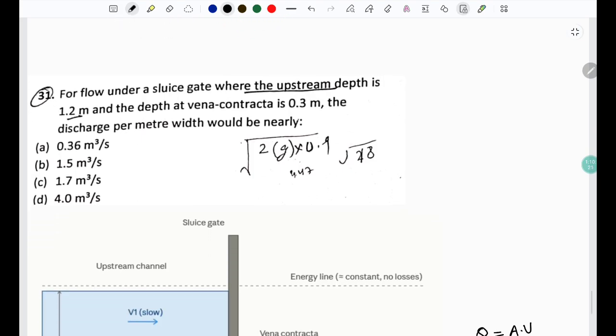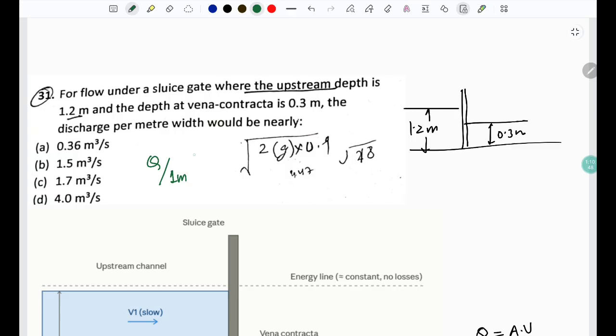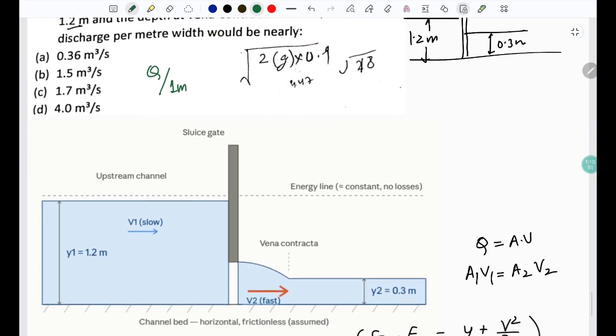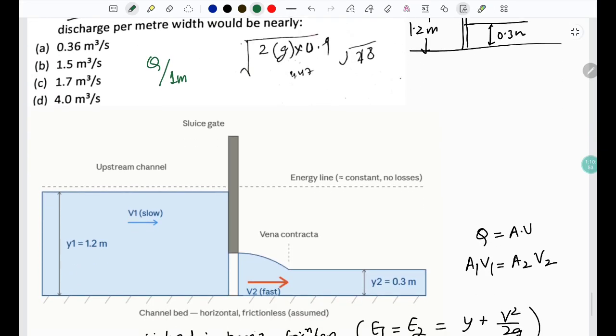Here is another question which says that for flow under a sluice gate where the upstream depth is 1.2 meters, and the downstream depth is just 0.3 meter at the Vena contracta. So discharge per unit meter width, per 1 meter width, would be... you see, in this question two concepts are involved. One is the continuity equation and the other one is the specific energy concept.